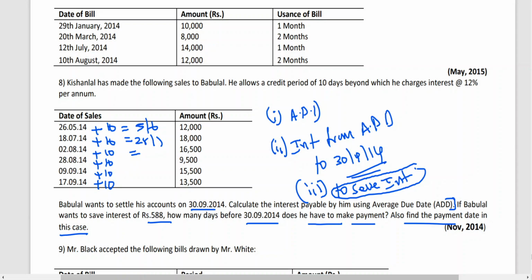12th August. 28th August. 3 days, 3 days August balance. So September 7. 19th September. 27th September. And first let us calculate the average due.